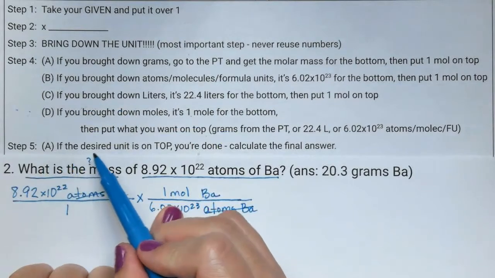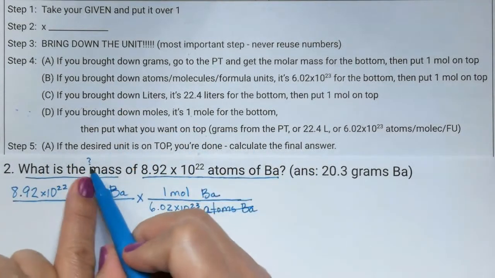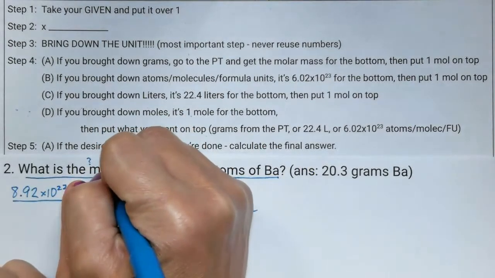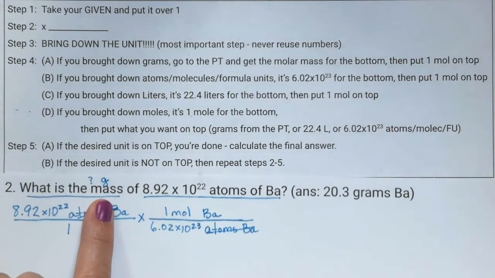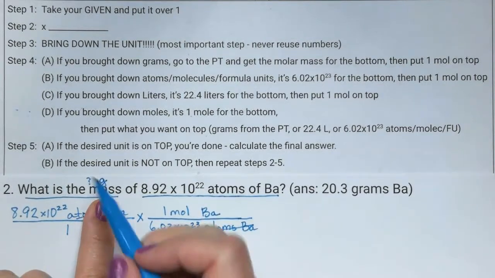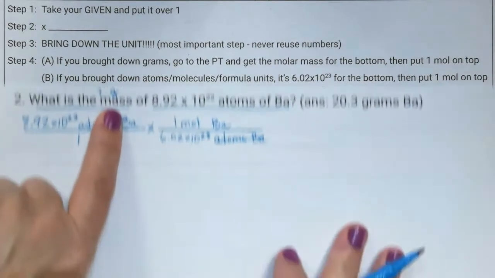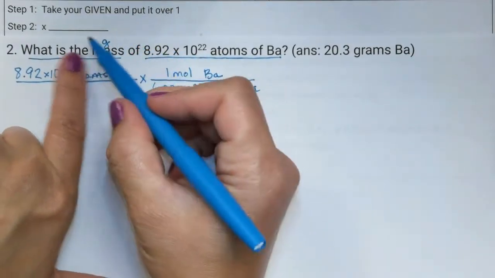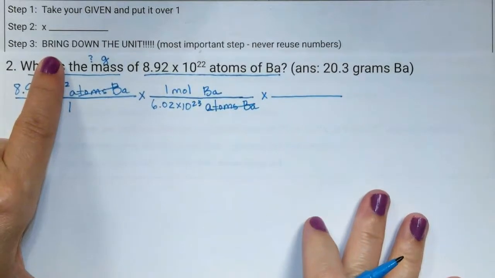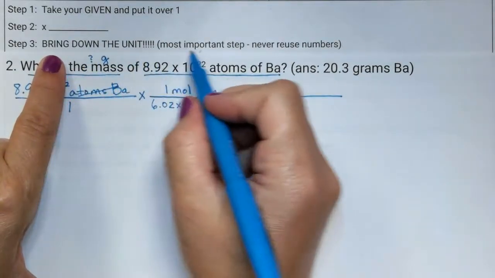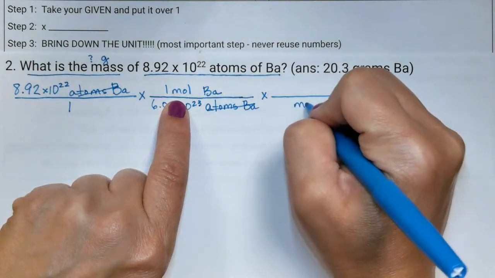Step 5, if the desired unit is on top, you're done and you can calculate your answer. Well, we want the mass, and mass is in grams, but we have moles on top, so we're not done. So letter B says, if the desired unit is not on top, then repeat steps 2 through 5. So back to step 2. Times, draw a line. Step 3, bring down the unit. Don't reuse the number. So I'm going to bring down moles of barium.